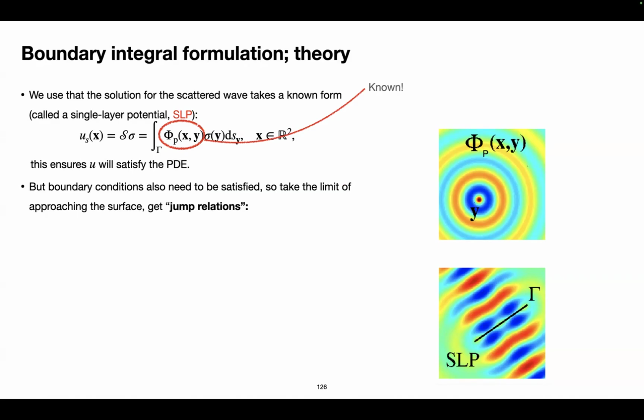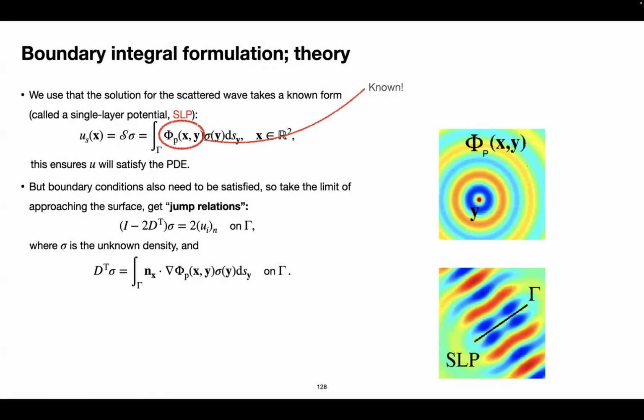So if I substitute this into the PDE and take the limit of approaching the surface and then write down what my boundary condition is, then I get a different equation, which is called a jump relation. Now, this equation is very ugly. It's this thing, where I is the identity operator and D is this integral operator. An integral operator is just an operator that has an integral in it. So this equation is now not a differential equation. It has integrals in it. It's an integral equation. And importantly, it lives only on the surface of where the scattering happens. So it lives only on the stairs instead of in 3 dimensions. Okay, so this is an integral equation.